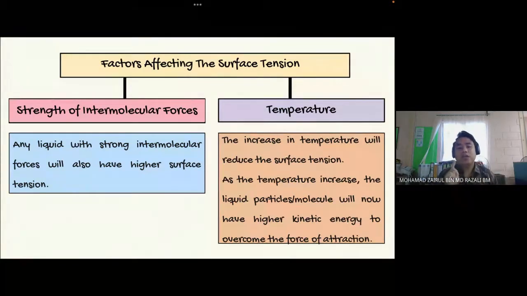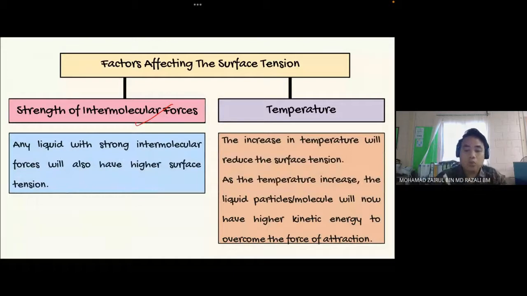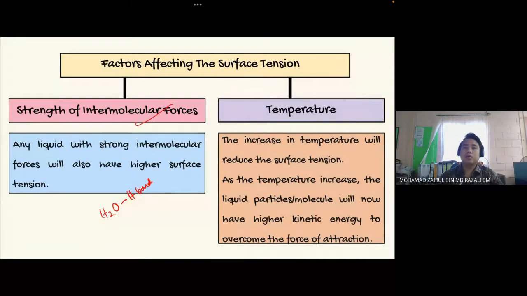So one of the factor will affect the surface tension is intermolecular forces. Sebab kita tahu tadi surface tension itu arise from the molecular forces between the liquid. Okay, maknanya the stronger the molecular forces, the stronger the surface tension. So, for example, water. So, water ada hydrogen bond. And we know that hydrogen bond is the strongest type of intermolecular forces. So that's why lah water ada highest surface tension compared to any other liquid.